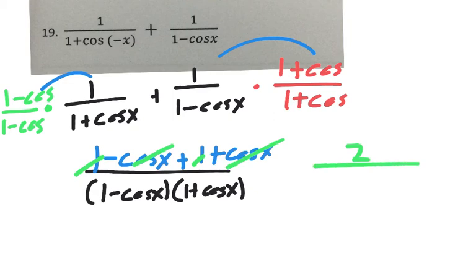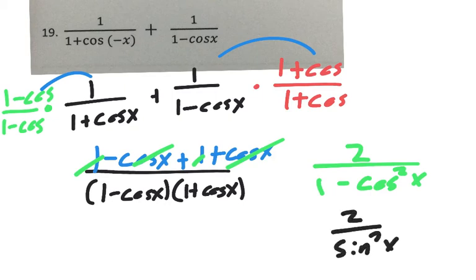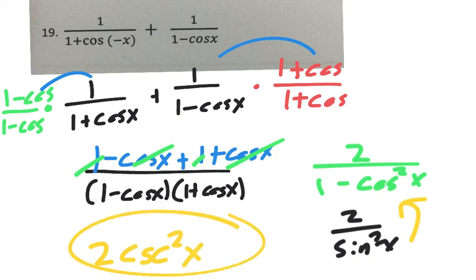Now in the denominator, if I distribute, because they're conjugates, I'm going to get 1 times 1 is 1. And then the last term, negative cosine times cosine is negative cosine squared of x. That looks like a Pythagorean identity. Can I make this say 1 minus cosine squared? I can. It's going to be sine squared. So I can write this as 2 over sine squared of x. But that looks kind of ugly as a fraction, so I'm going to move sine squared to the numerator. That's going to give me 2 times cosecant squared of x. Yeah, that looks good.